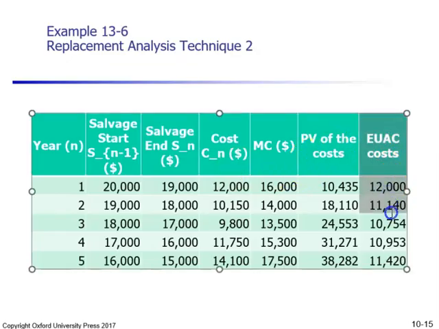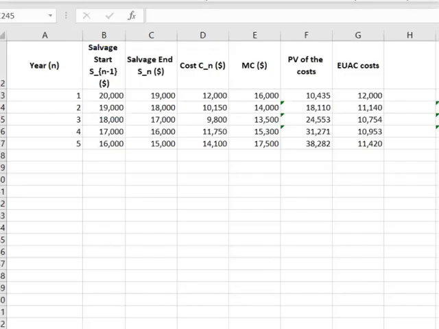EUAC of the costs are here, and when we look at them, from year 1 to 2 decreasing, year 2 to 3 decreasing, but from year 3 to 4 it is increasing, and 4 to 5 the same pattern. Details of calculation in an Excel file for getting EUAC of the costs.